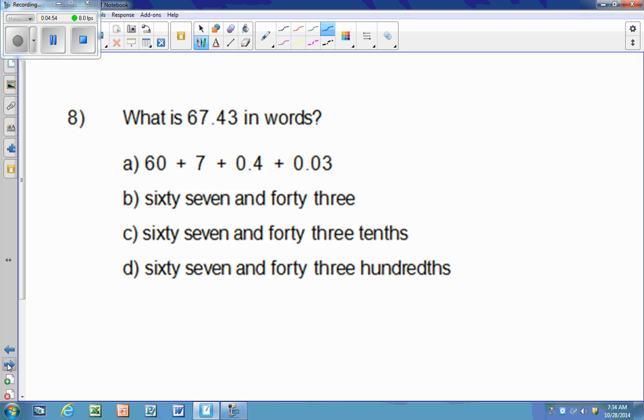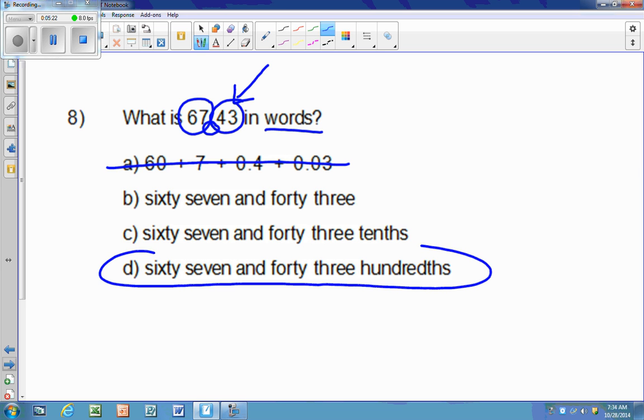Next, it says what is, and there's a number in words. I'm going to read that number in words to help me. Since it says words, I know this cannot be the answer right away. Then I notice that I start on the left side of the decimal, which is 67. Well, all of these choices have a 67. The decimal tells me and. They all say and. And the next part says 43. And I know that the last place that it ends in is the hundredths. So it's 43 hundredths. And my answer would be choice D.